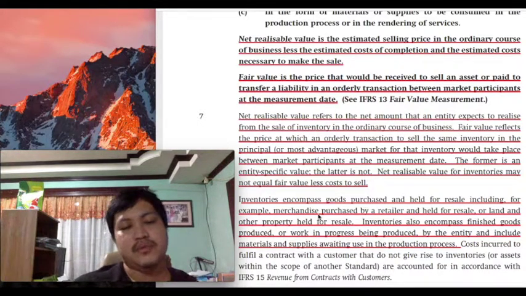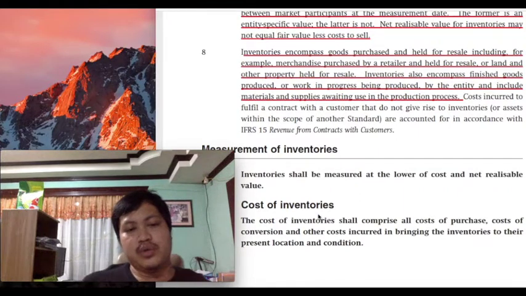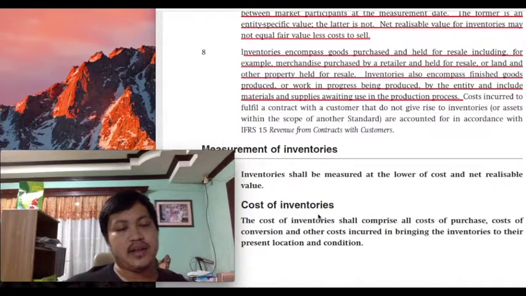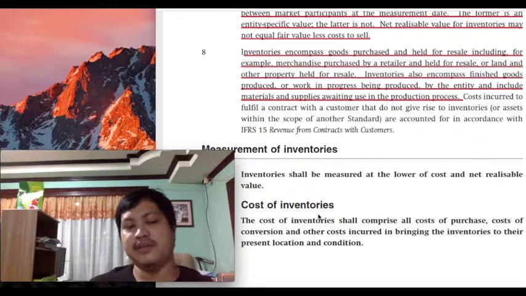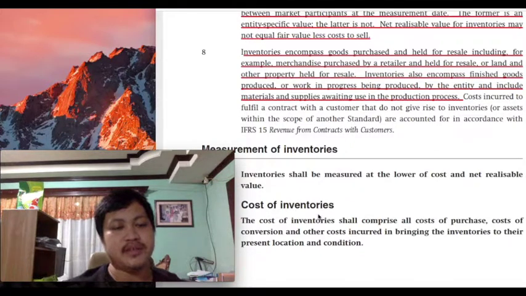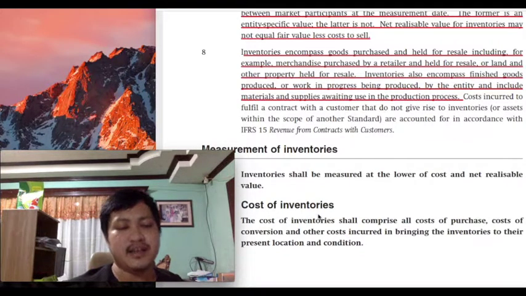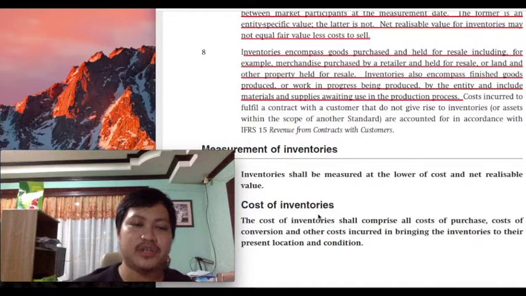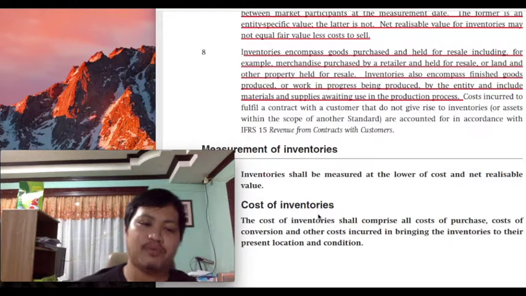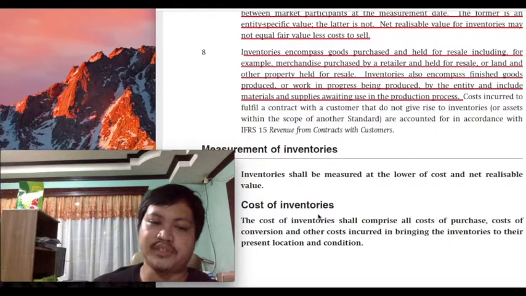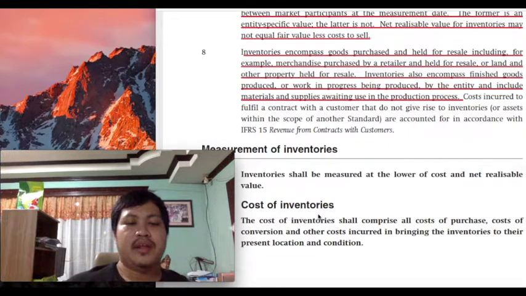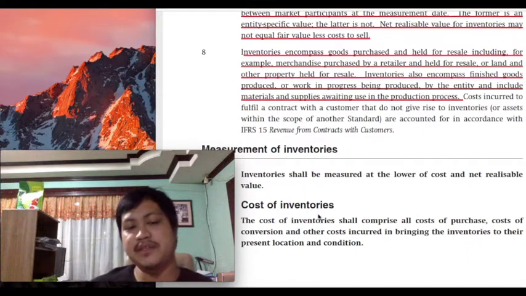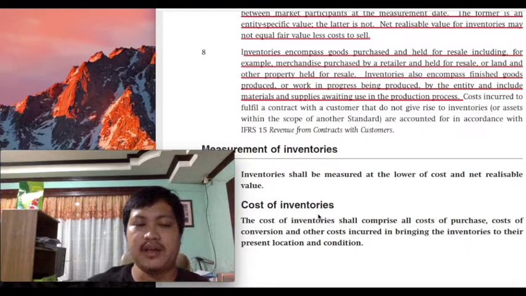Now, paragraph 8 actually introduces us to the different kinds of inventories maintained by different kinds of businesses. If you're a merchandising firm, meaning you're engaged in buying and selling only, you sell the goods in the same state in which you bought them. No additional process, no additional improvement is applied on your purchased goods. You sell them in the same state you acquired them. And the inventory account that will be used by these kinds of businesses would be the merchandise inventory account.